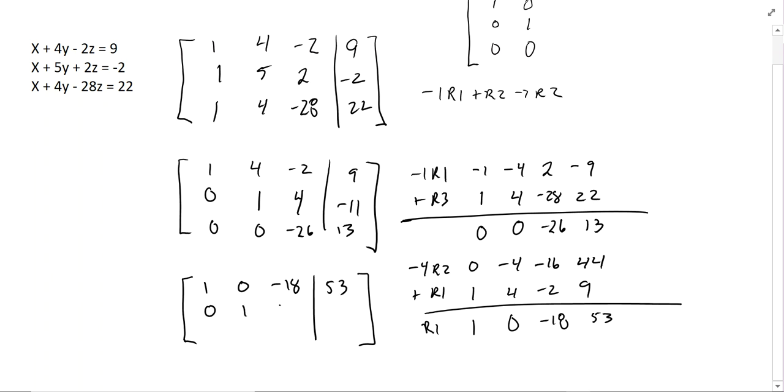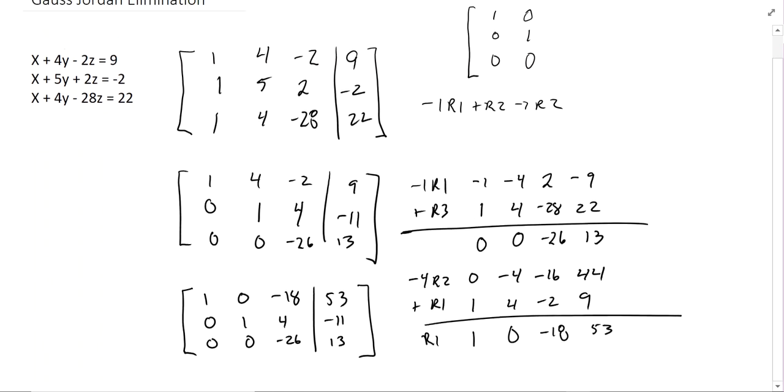Row 2 is going to stay the same, and I don't have to do anything to row 3 because it already has the 0 in the second column where I need it. All right, so next I'm going to work on the third row. I want to get the 1 in the bottom right-hand corner, the third column, and then zeros up above that.